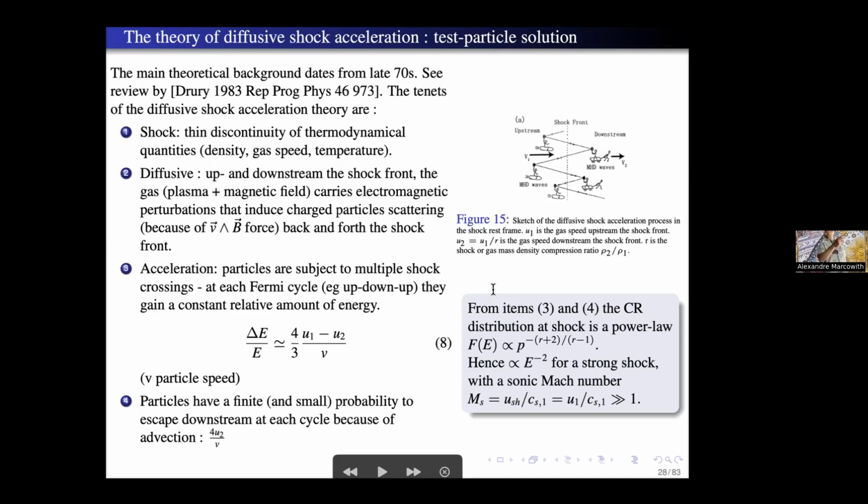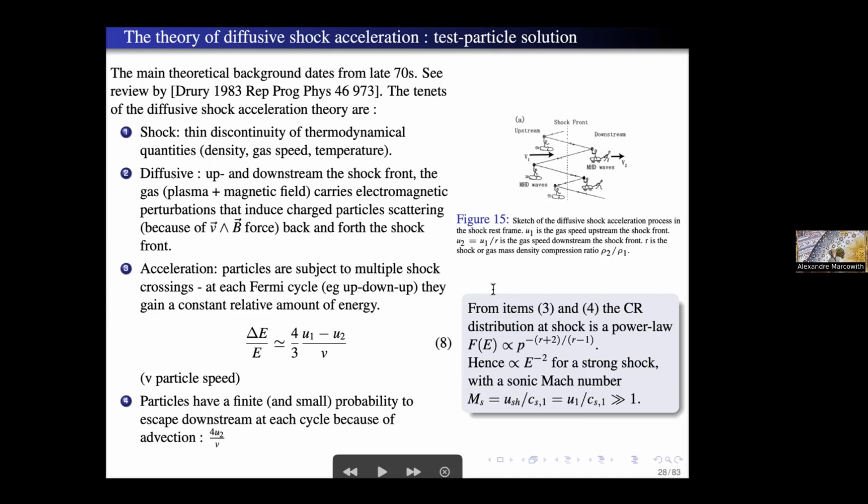We usually use this picture of racquetball. You take the turbulence as a racket player, and they kick the ball on each side of the shock. Each time the particle crosses the shock, it gains some energy. And if it does up, down, up, which we call a Fermi cycle, it gains a relative amount of energy, which is constant each time.